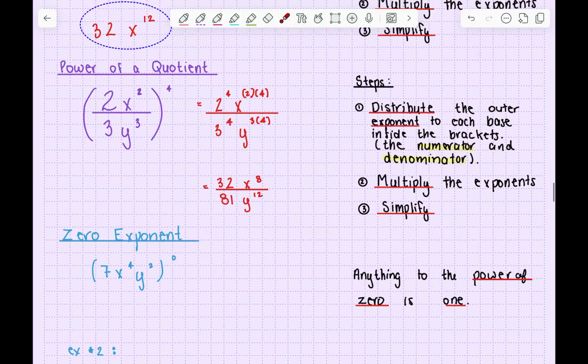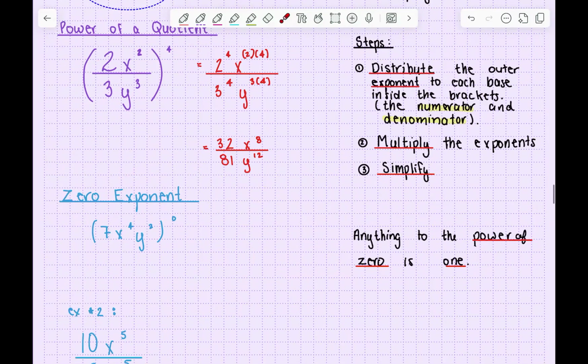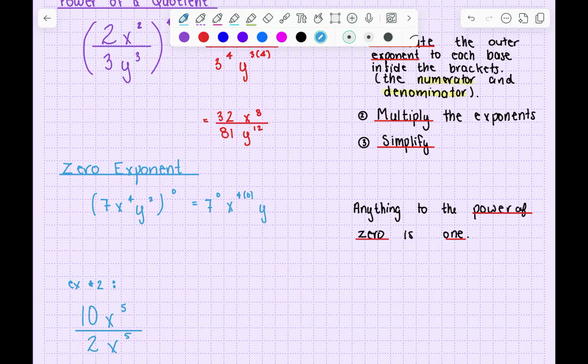All right, 0 exponent. No major thing to remember, no major steps there. It's just remembering that anything to the power of 0 is 1. You can try it on your calculator. And so again, we're going to do the same thing that we did in the step before because we're distributing that 0 to everything. So we have 7 to the power of 0. X to the power of 4 times 0. Y to the power of 2 times 0. So again, remembering anything to the power of 0 is 1.